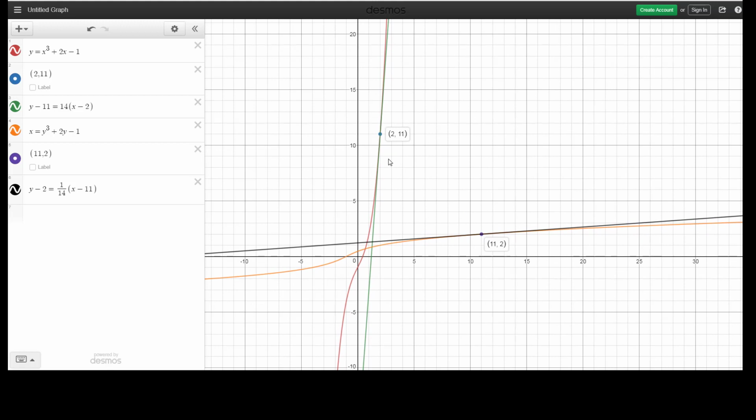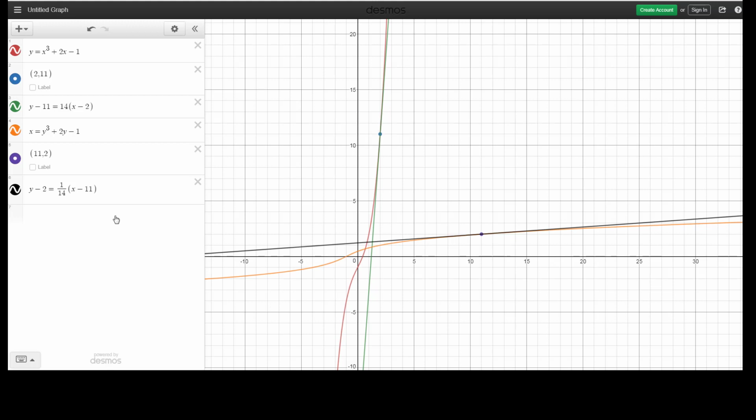Here the original function is the red. The inverse function is the orange. And we have the black tangent line with a slope of 1/14 and the tangent line at the corresponding, I guess, transposed point on the original function.